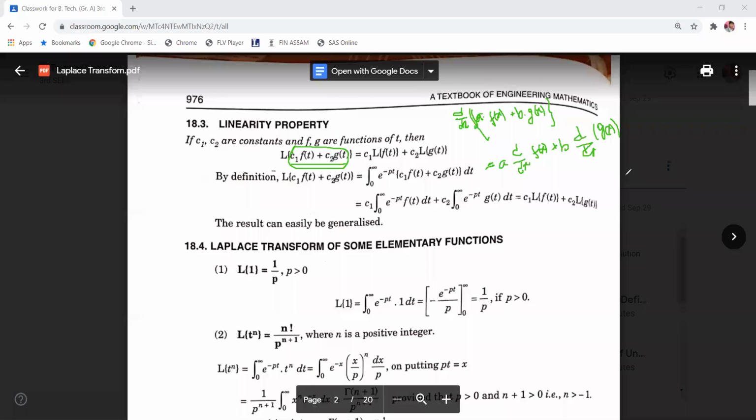You differentiate g of x. That's okay. So this is nothing but the linearity property. Same thing here also you have to do. Here C1 and C2 are constants.